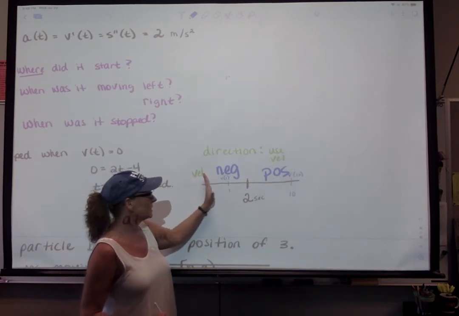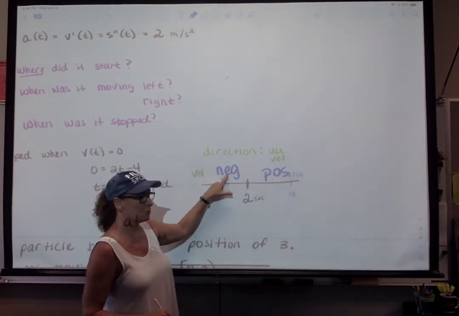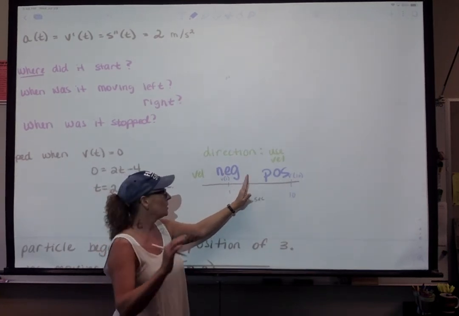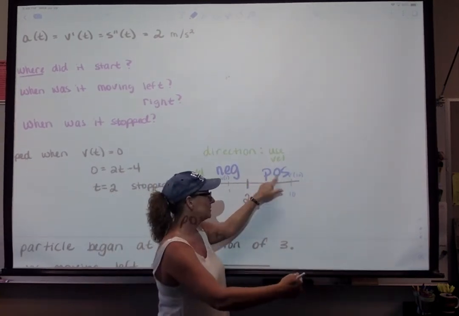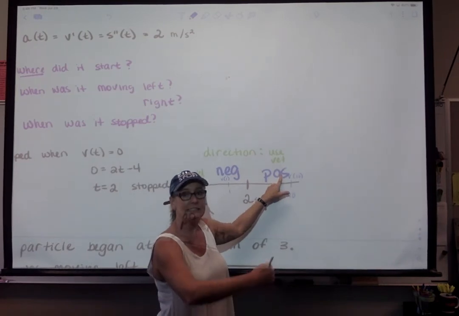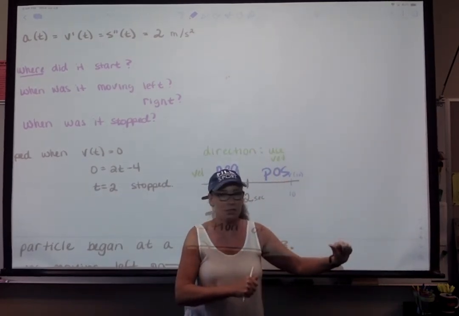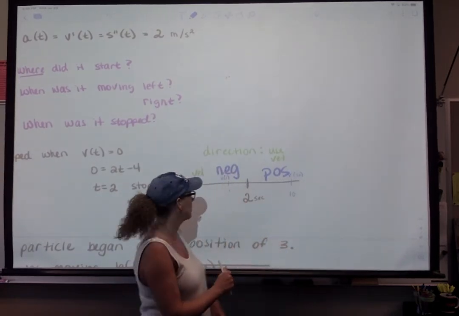So from 0 seconds to 2 seconds, it was moving left. It was stopped at 2. Beyond 2 seconds, it was moving right. Did it ever stop and change direction again? No, never. How do I know that?